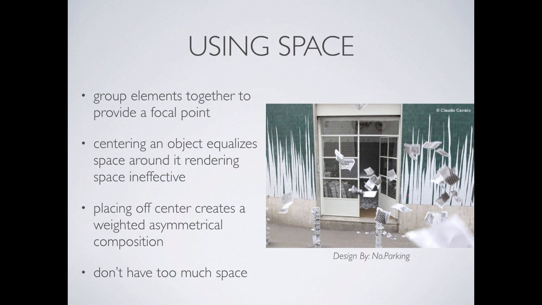When we use space, we want to think about grouping elements together to provide some kind of a focal point and then have space around them. Right? We also want to think about not centering the object, but to keep that object off center so that the space isn't even around it. By making the space different around it, we activate the space rather than negating that. If we place something off center, right, that makes a big difference. If we have too much space, that also makes a big difference. Right? Too much space can deactivate.